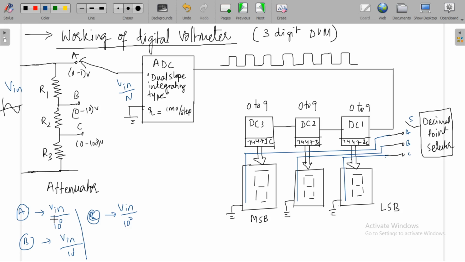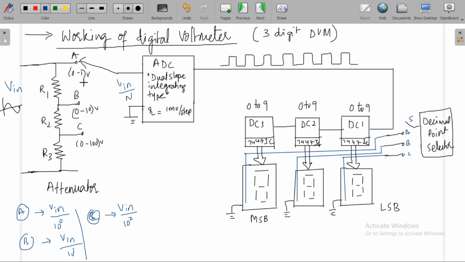Here the attenuation factor is 1, here the attenuation factor is 1 by 10, and here the attenuation factor is 1 by 100. So the voltage at point B is less than the voltage at point A, and the voltage at point C is less than the voltage at point B or A. Likewise, the voltage will get attenuated, and that attenuated voltage will be given to this ADC.